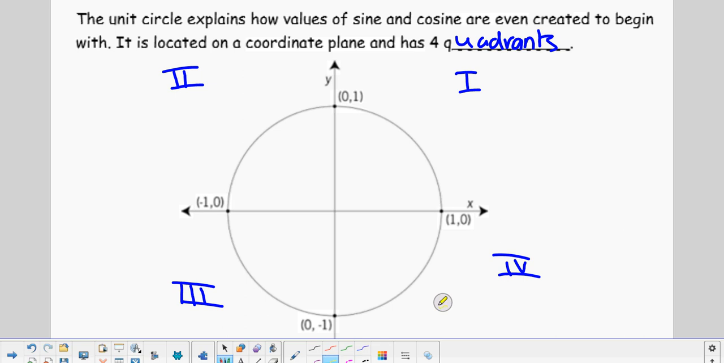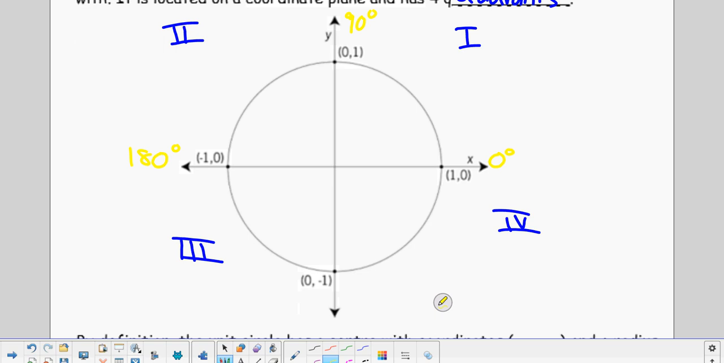Okay. So mark in our quadrants, 1, 2, 3, 4. Maybe let's mark in some degrees as well. Like 0 degrees would be here. What degrees would be here? 90, over here. What degrees would be down the bottom? 270. Like 90 and that's 270.